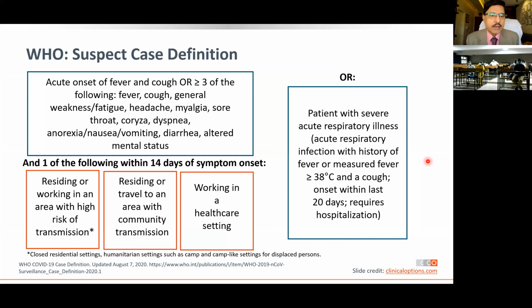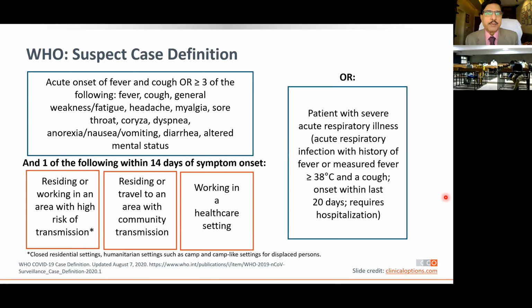Residing or working in an area with a high risk of transmission. That is one thing. We are all in that zone now. Residing or traveling to, of course, this is not tenable now. Working in a healthcare setting. If you are working in a healthcare setting and have any one of these symptoms, then that is okay. Or patients with severe acute respiratory illness. Sorry, it is called the syndrome of acute respiratory illness. Acute respiratory infection with history of fever or measured fever of more than 38 degrees and a cough with onset within the last 20 days requiring hospitalization.